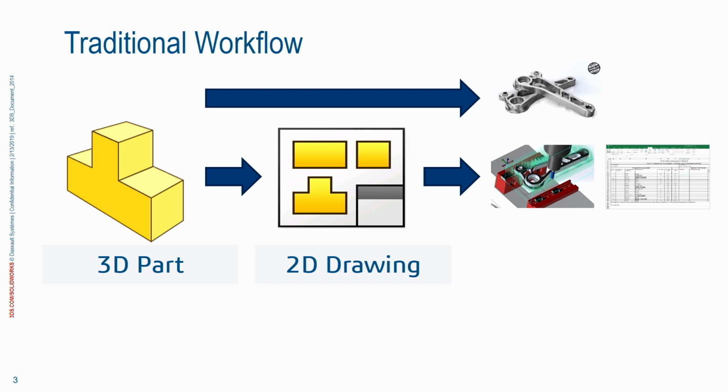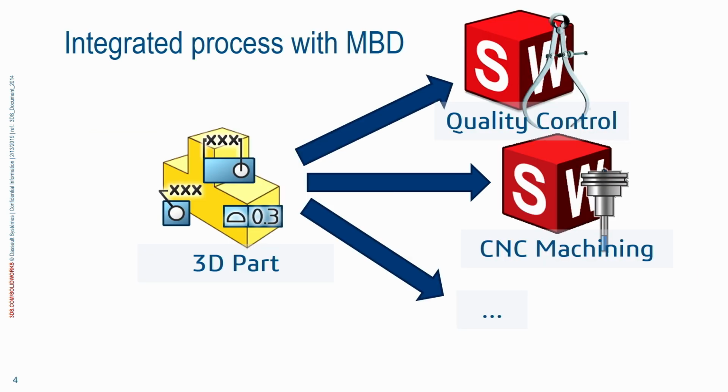But often they go back to doing a 2D drawing to do downstream manufacturing applications such as CNC machining, inspection reports, and so on. So what we're trying to do is eliminate all of those steps by giving you the ability to put more information directly on top of the 3D model, so you don't have multiple files to manage and things like that. And so that you can then leverage that 3D data to go directly to CNC machining, quality control, and so on.